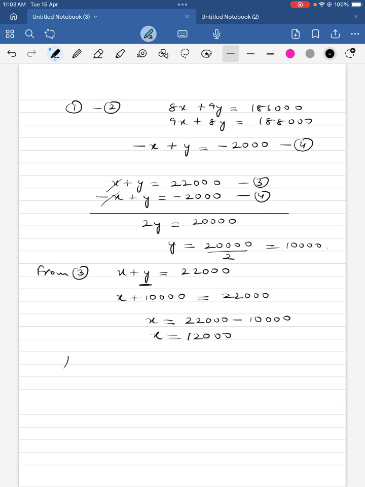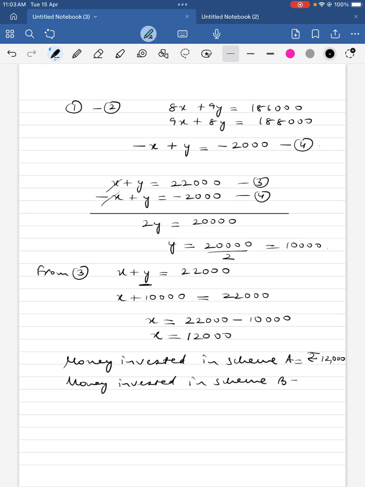Okay, so the money invested in scheme A is equal to rupees 12,000 and money invested in scheme B is equal to rupees 10,000.